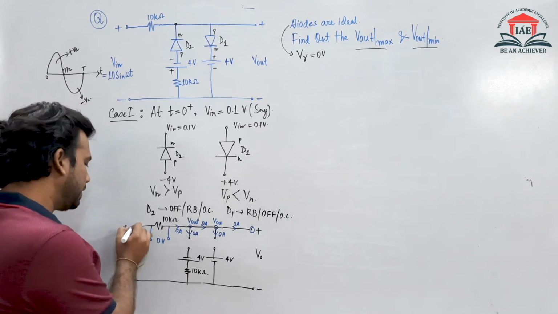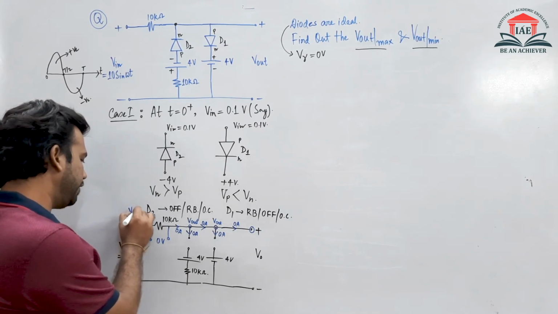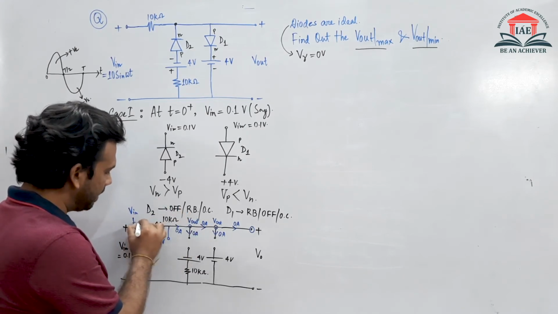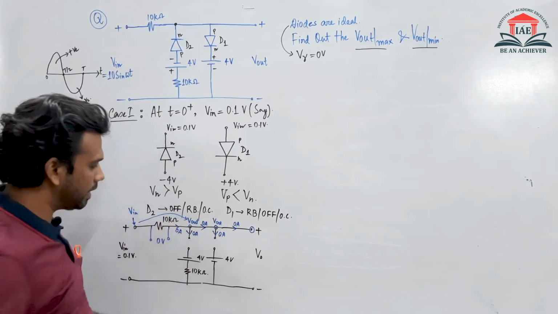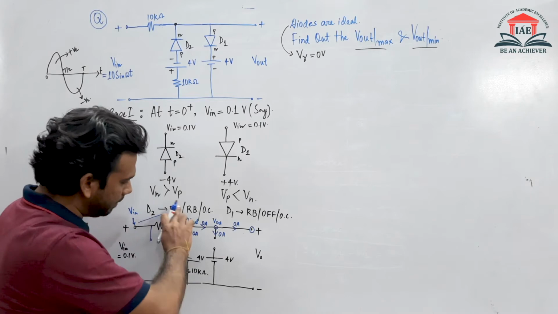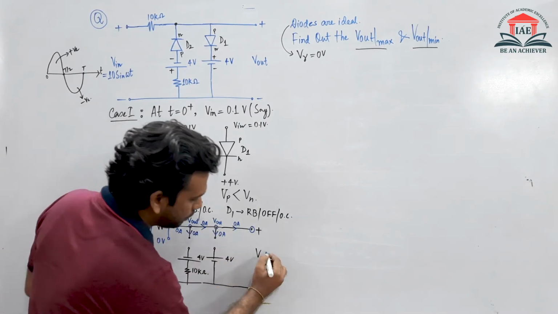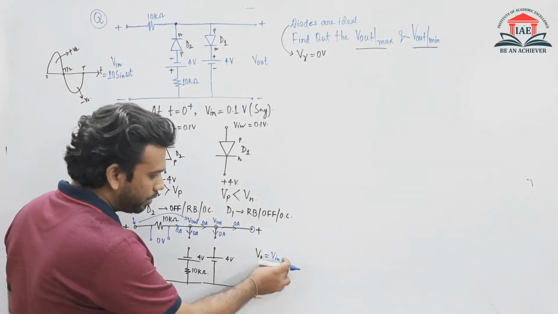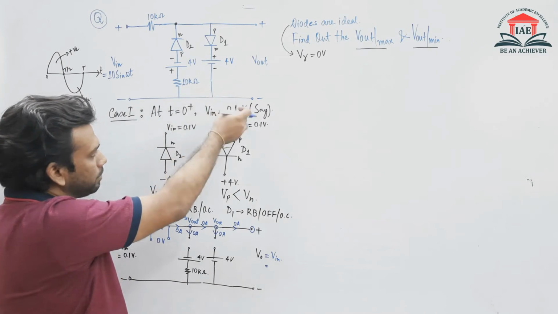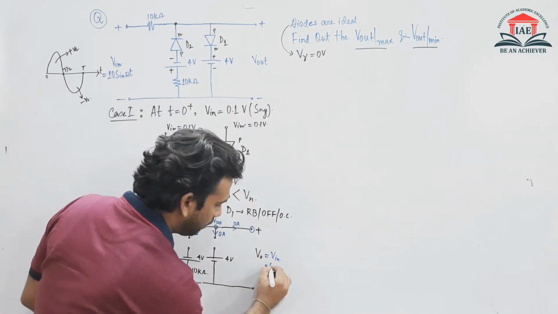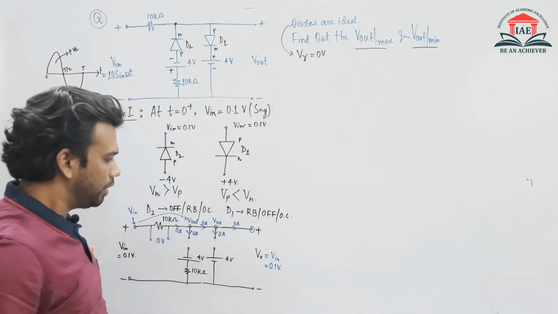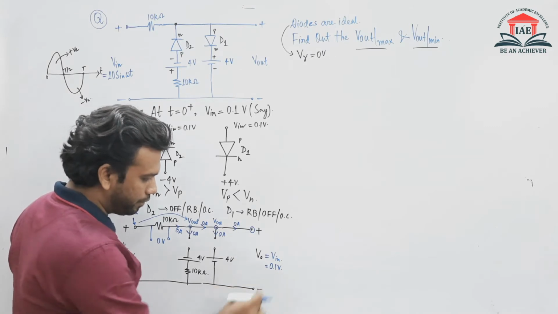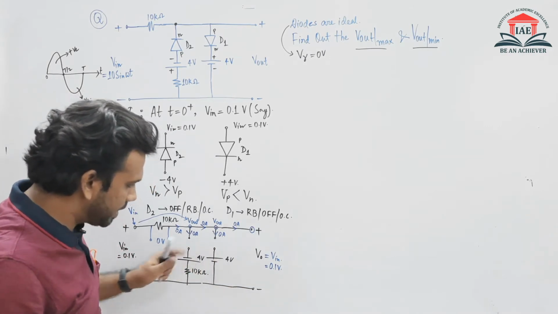So the potential at this point, which was V input, will be connected to the output. That means V input will come here and go here, so the output voltage will be V input. Now at this time instant, what was the input voltage? 0.1. So the output voltage will be 0.1 volt. In this way we can find the output voltage, and we can see that the output voltage is 0.1 and the diodes are open circuit.